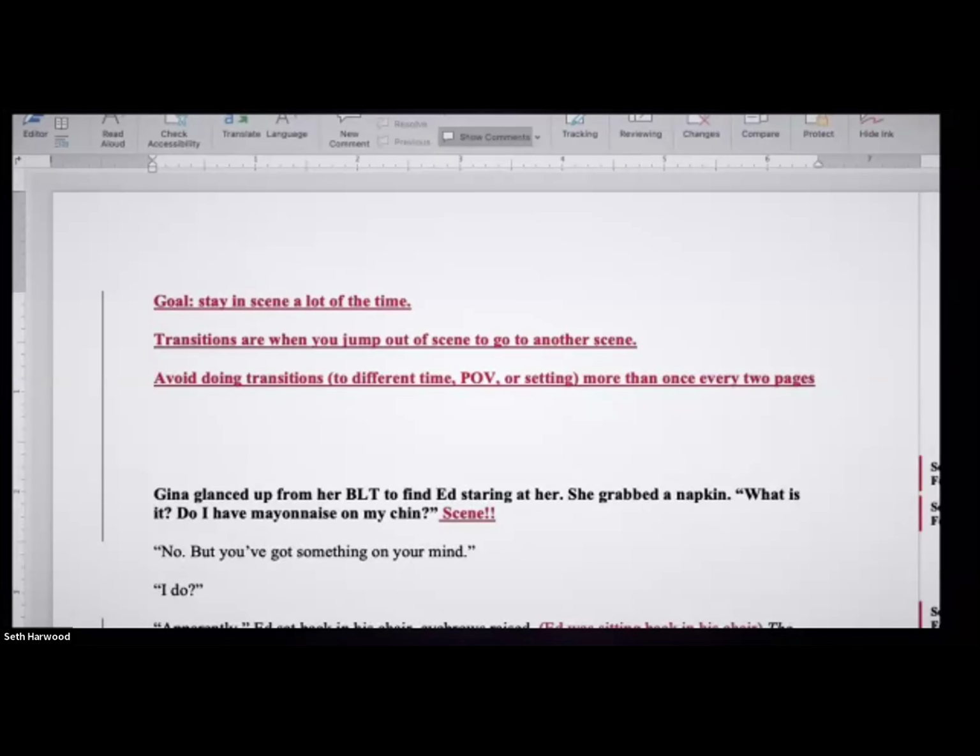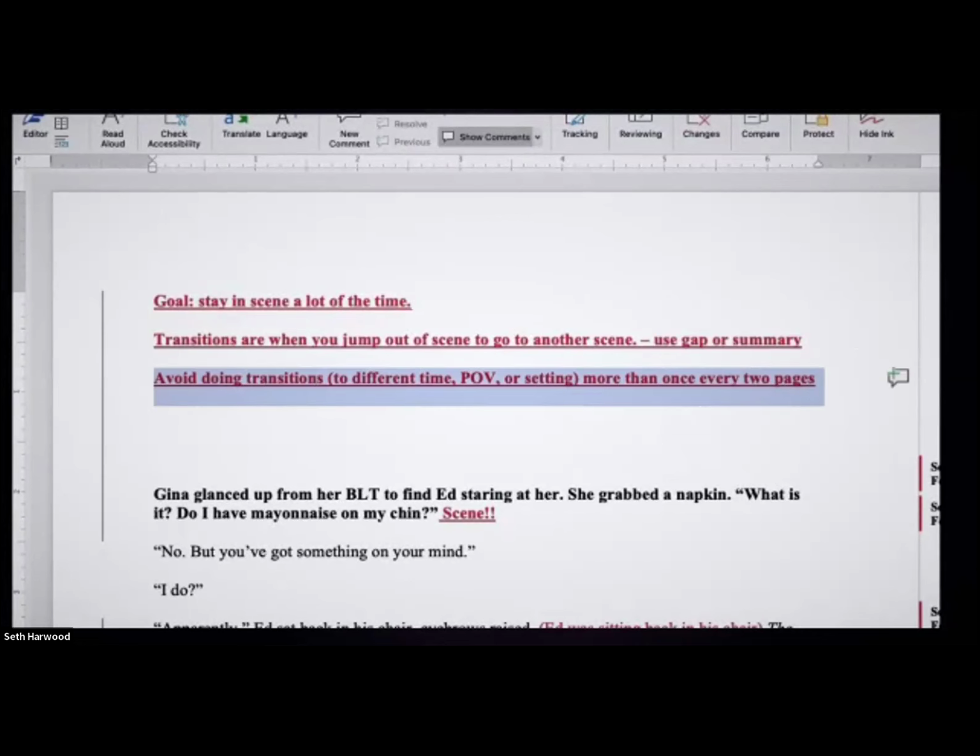So if I look at this slide, if your goal is to stay in scene and transitions are where you jump out of scene, the two ways that you can transition are with gap or summary. But don't do this too often, because if you do this too often, the reader can't land in the scene. The reader staying in scene is when you really start to connect with readers.